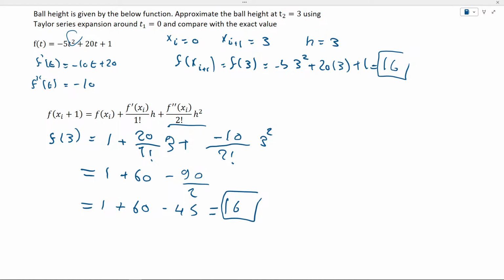Any additional term beyond the degree of the function is zero, and this will result in no truncation error. If I only approximated this guy up till here, you will not get this one. So you'll miss this term and you will get something very off, like 61. So you'll get some truncation error. So basically that is the main takeaway from here.